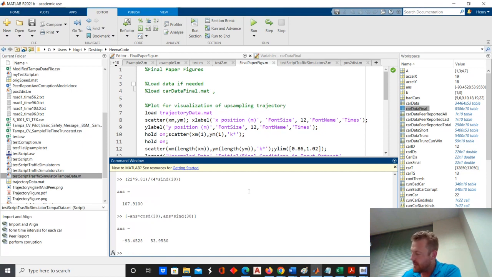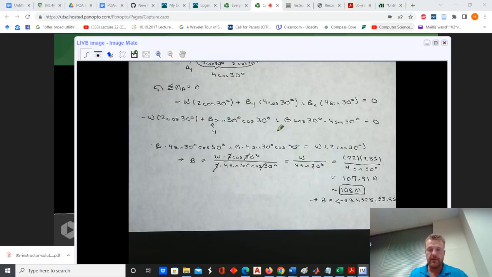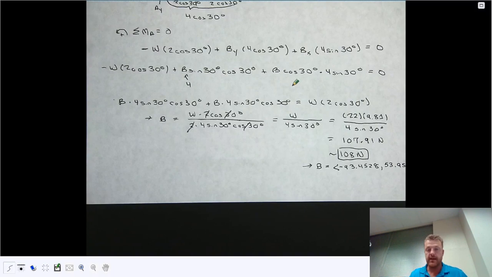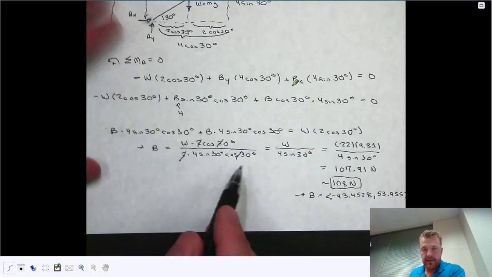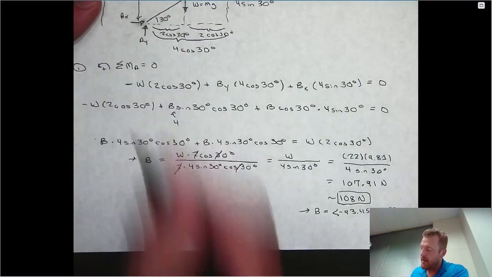So carrying more precision than I need, that'll be minus 93.4528 in the x direction and 53.955 in the y direction. So how will I go about determining what my reactions AX and AY are? So this is the first equation of equilibrium that I enforced.